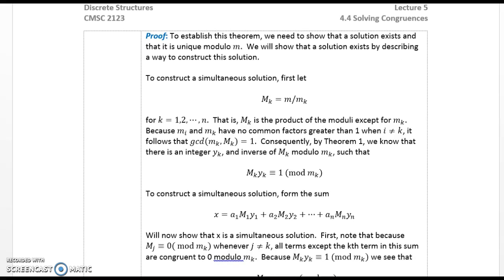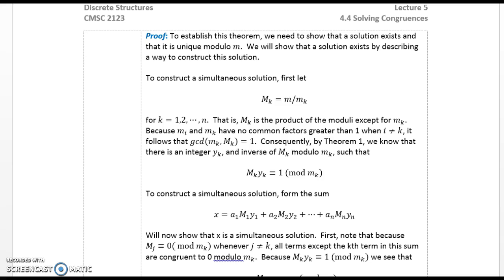Proof. To establish this theorem, we need to show that a solution exists and that it is unique modulo M. We will show that a solution exists by describing a way to construct this solution. To construct the simultaneous solution, first let capital M sub k be the ratio of M divided by little m sub k, for k equal 1 to n. That is, M sub k is the product of the moduli except for m sub k. Because m sub i and m sub k have no common factors greater than 1 when i is not equal to k, it follows that the greatest common divisor of little m sub k and big M sub k is 1.